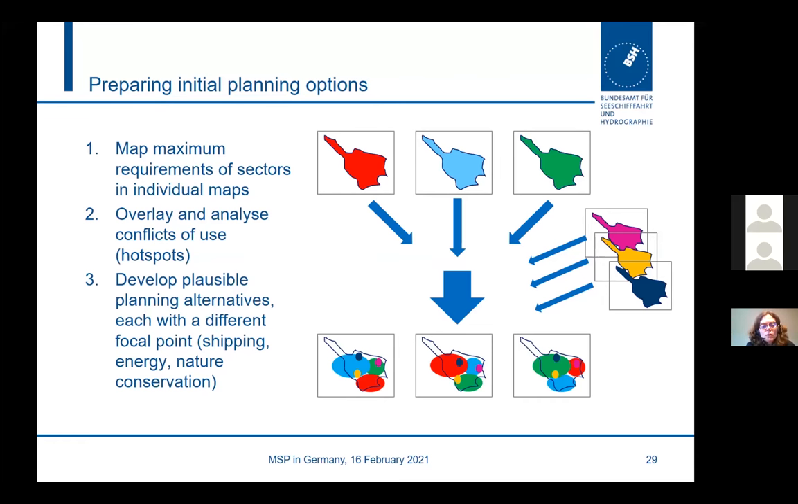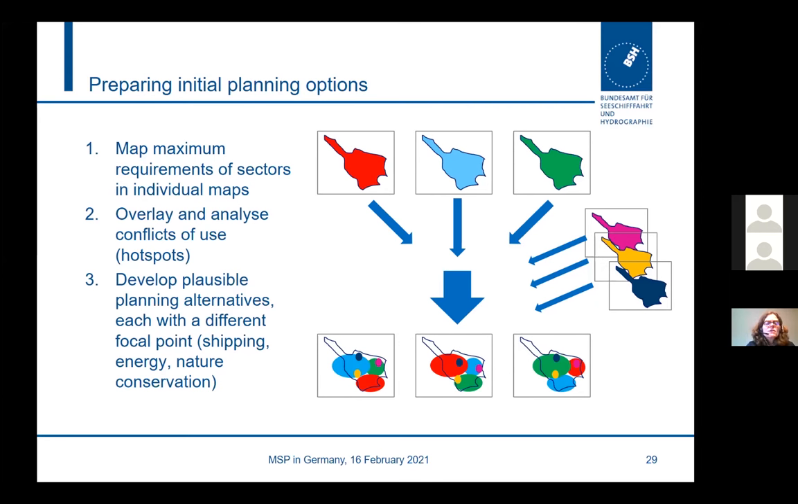So in case one, we said, if we gave priority to shipping, what would that look like if all the other interests came second or third? What would happen if you gave energy priority? What would happen if you really maximized sea space for renewable energy, in our case offshore wind, for example? What would that look like? And the third option, what if we gave priority to nature conservation and made everything else second place after nature conservation? So three different options. Next slide, please.